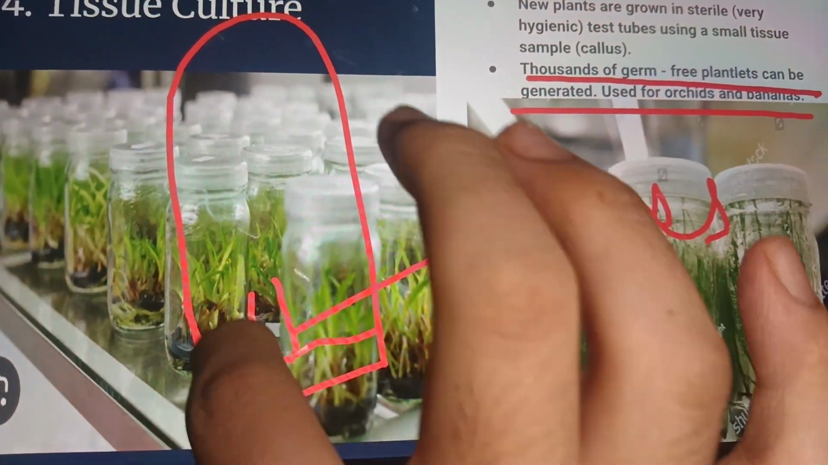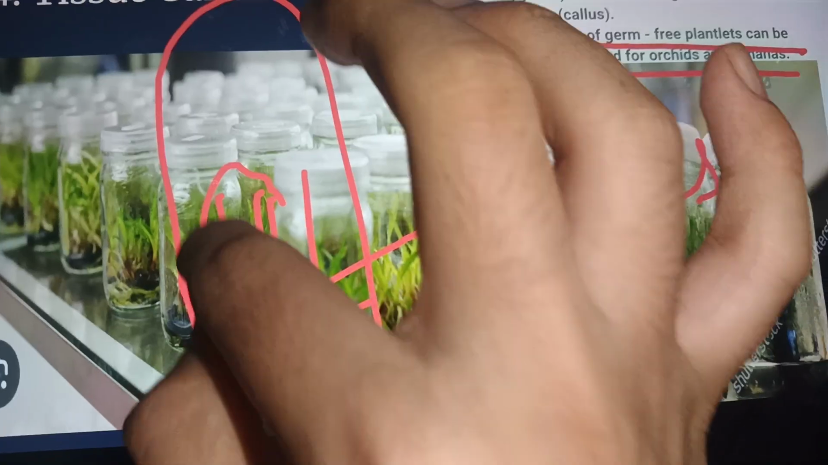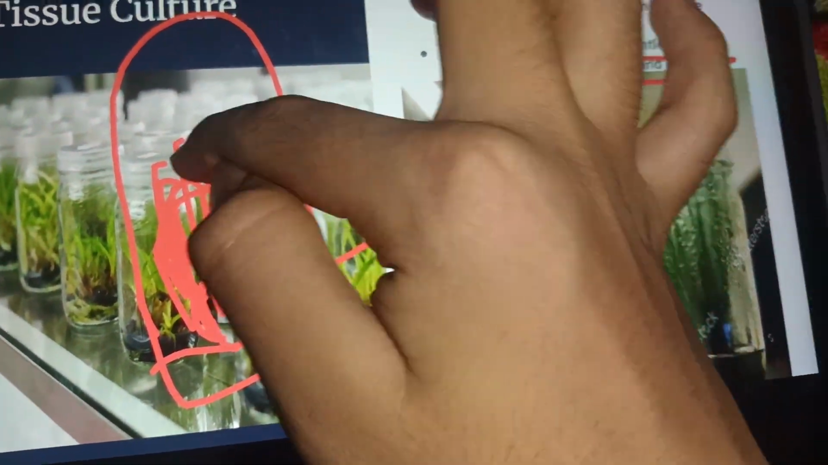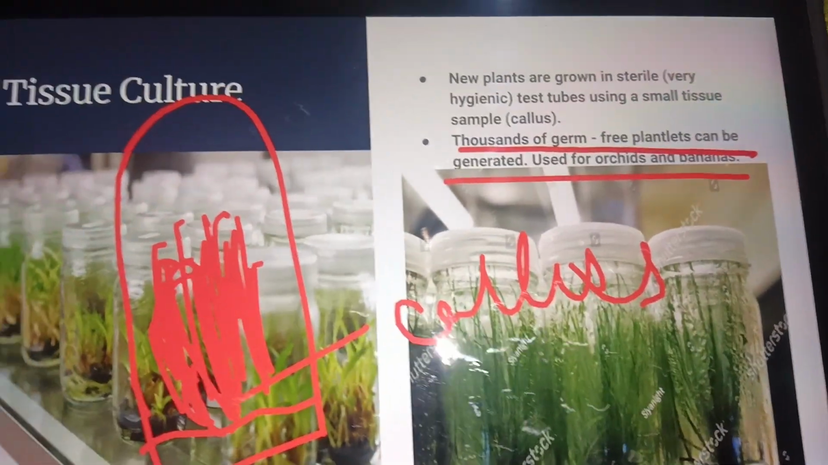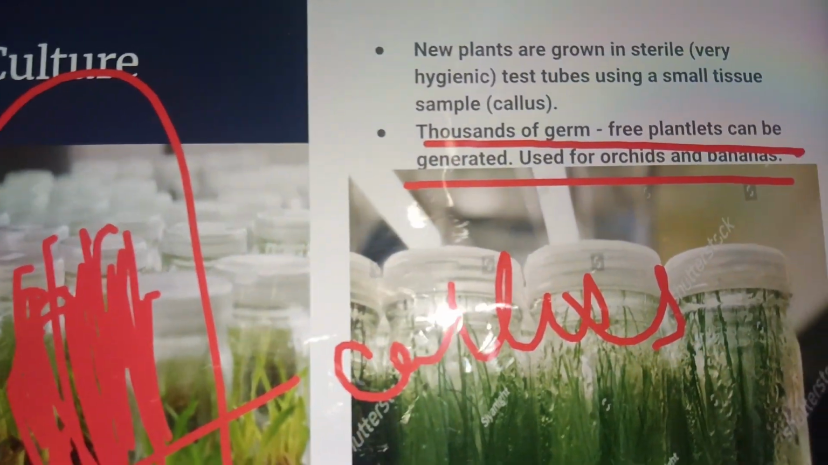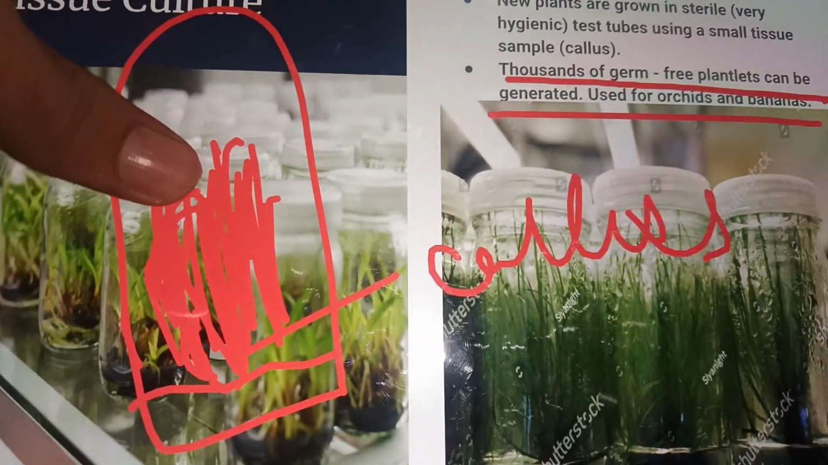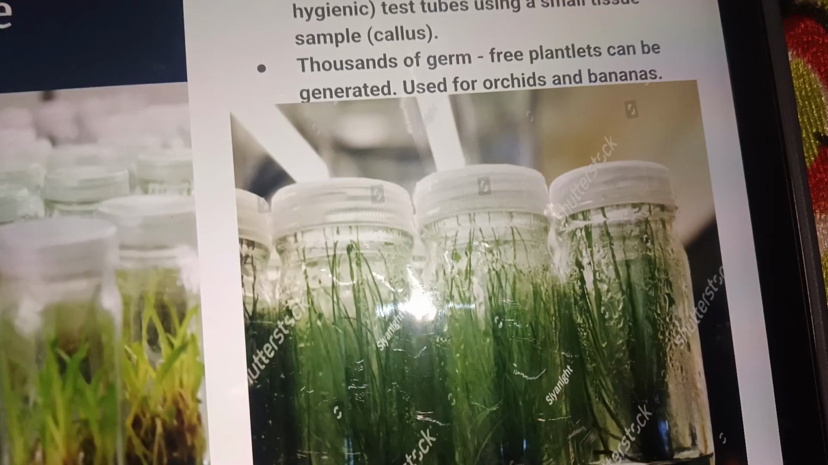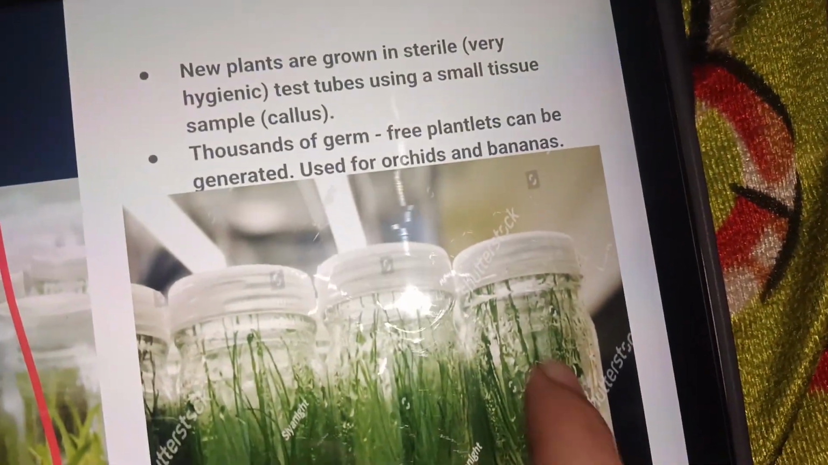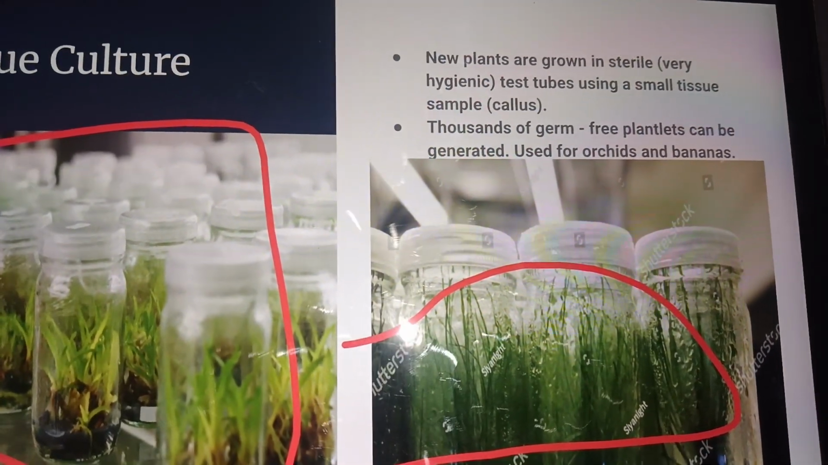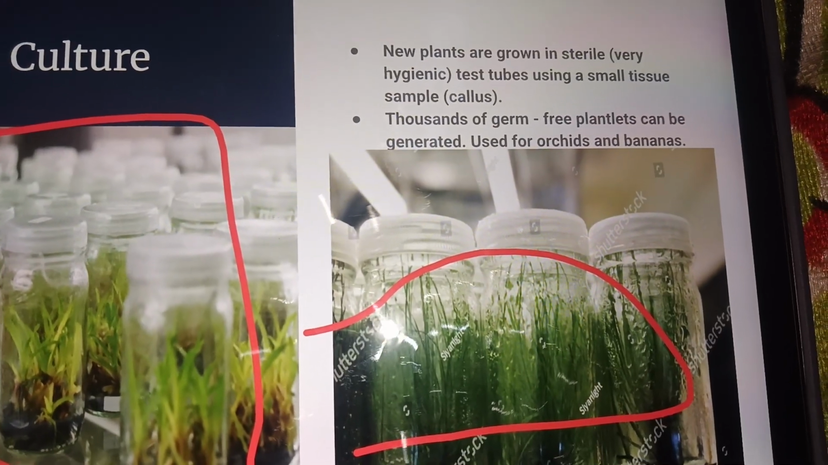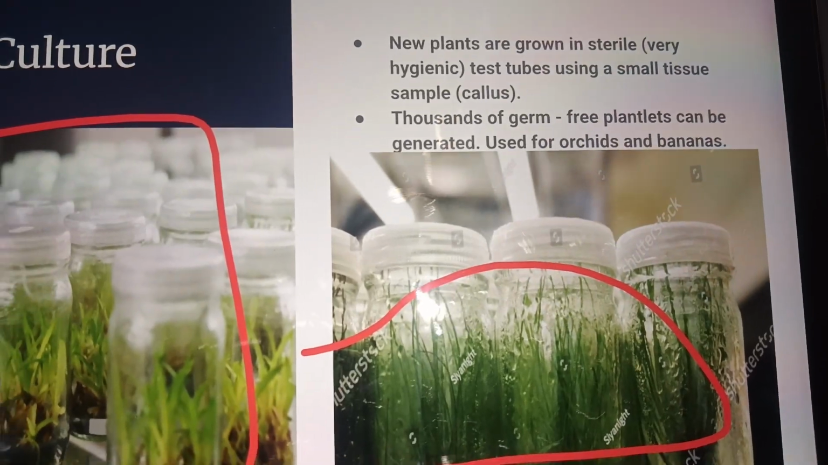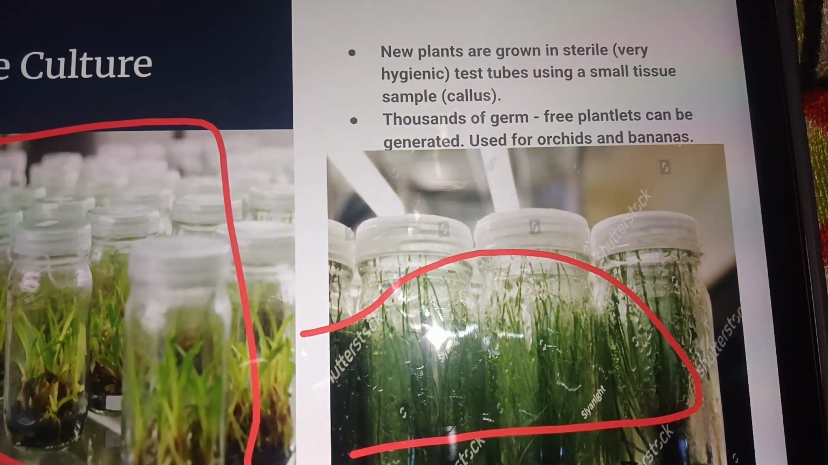So it starts growing over here. It will start growing. Is that clear? So thousands of germ-free plantlets can be generated using this method. So many of them are there. Can you see this picture? You see, many plants together at once. Thousands of germ-free plantlets can be generated. Why germ-free? Because it is very hygienic. Therefore, germ-free plantlets can be generated.